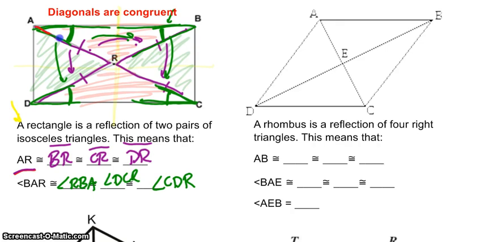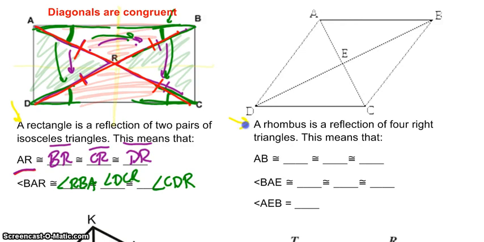Now, the important thing to remember about rectangles is that unlike any of the other quadrilaterals we have, the diagonals are congruent, meaning they don't just cut each other in half. In fact, all four parts of those diagonals here are exactly the same length. They're all congruent. That doesn't happen in just a regular parallelogram.